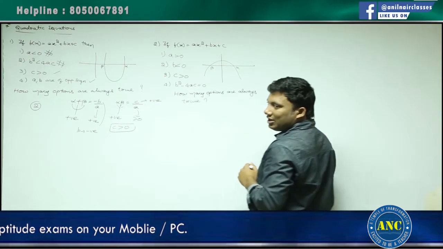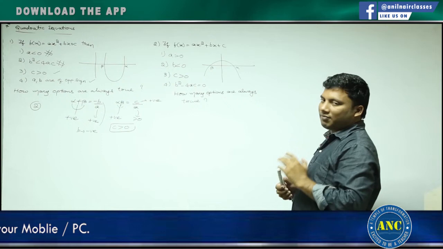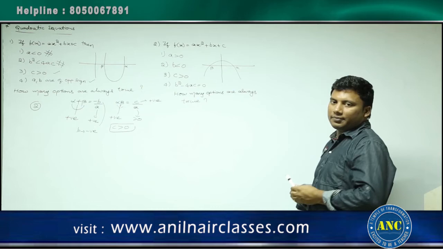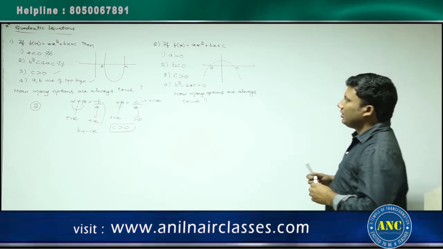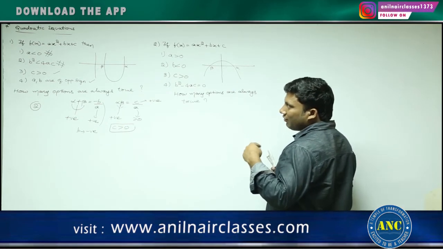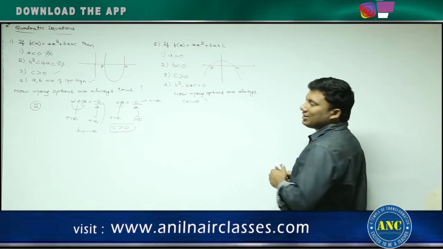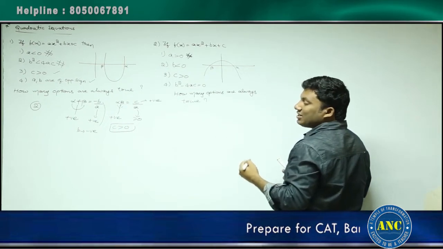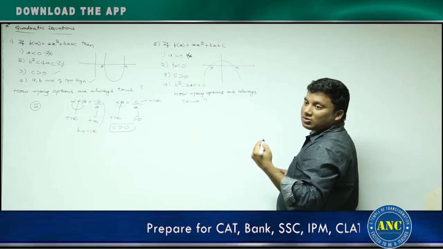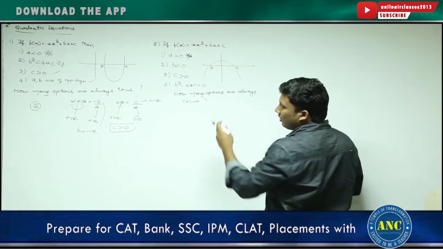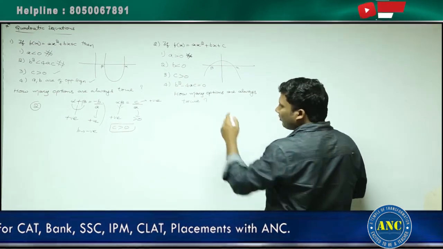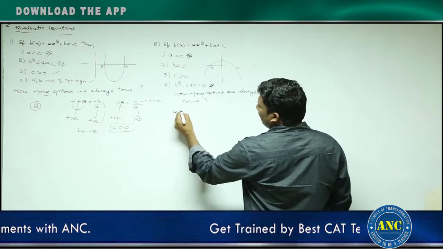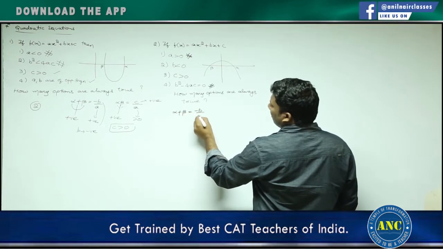Only the graph is changing. Initially, in the first problem, the graph is going upwards. Now the graph is going downwards. Listen. If the graph is going downwards, a will be less than 0. So the first one is incorrect. If the graph is touching the axis at 2 points, b square minus 4ac will be greater than 0. If it is equivalent to 0, it will touch the axis only at 1 point. This is also incorrect.